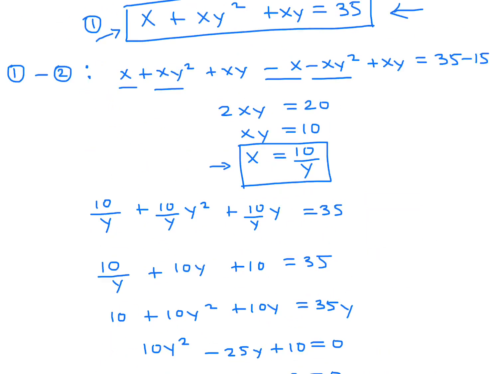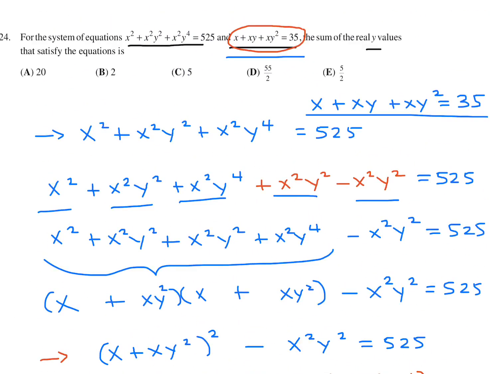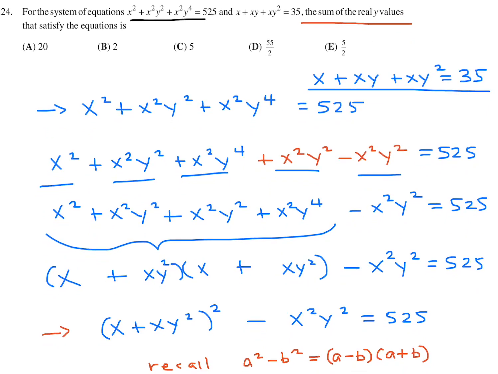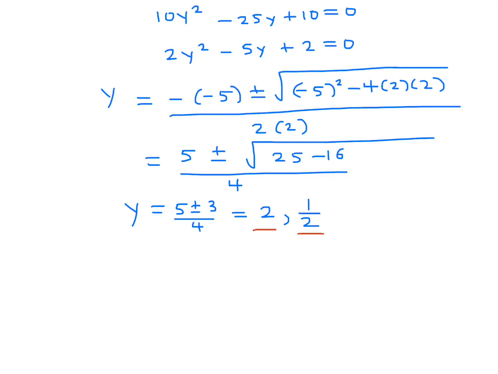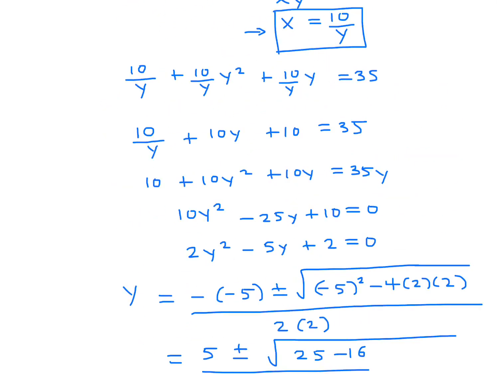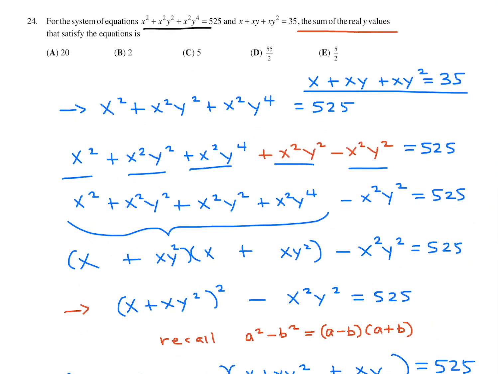Okay, let's go back to the question and see what the question was asking. It was asking, let me erase all this first, the sum of the real values of y that satisfy the equation. Okay, the sum of the real y values. All right, so our values of y are 2 and 1/2, so their sum is 2 plus a half, which is 5 over 2. There you go. So that would be 5 over 2, which is E.